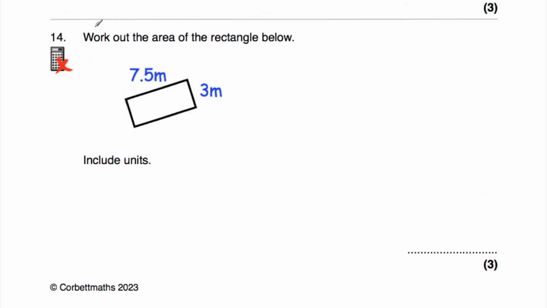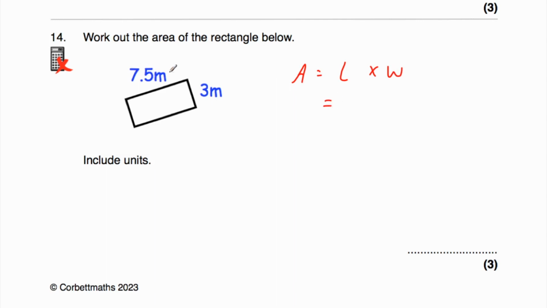Okay, question number 14. It's a non-calculator question, and we've been asked to work out the area of the rectangle below. The rectangle has a length of 7.5 meters and a width of 3 meters, and we've been asked to include our units. So to find the area of the rectangle, area is equal to the length multiplied by the width.